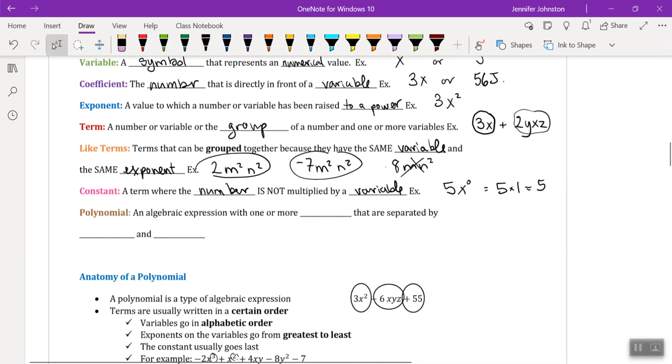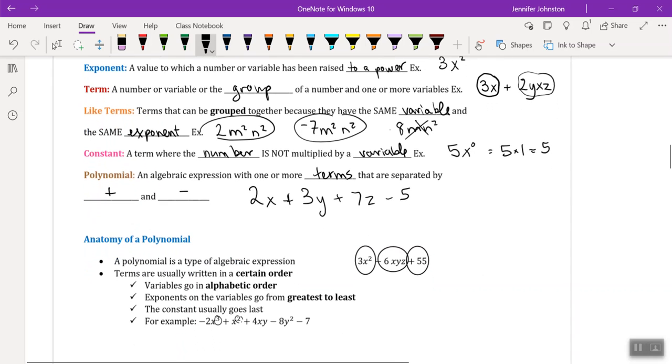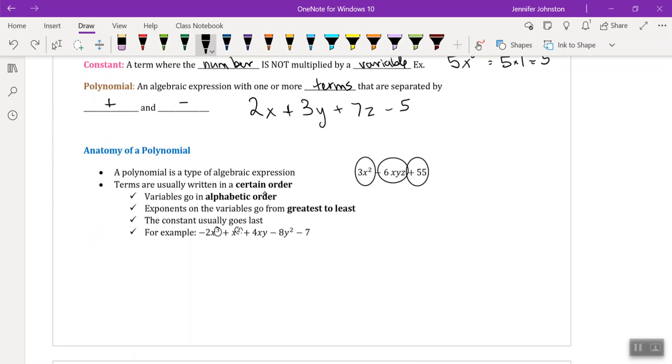Lastly, a polynomial is an expression with one or more terms that are separated by a plus or a minus. So like 2x plus 3y plus 7z minus 5. Those are a whole bunch of terms: 1, 2, 3, 4 terms. If we had 3 terms, it's a trinomial, 2 terms, a binomial, or just 1 term would be a monomial. So this is just defining some things about a polynomial.